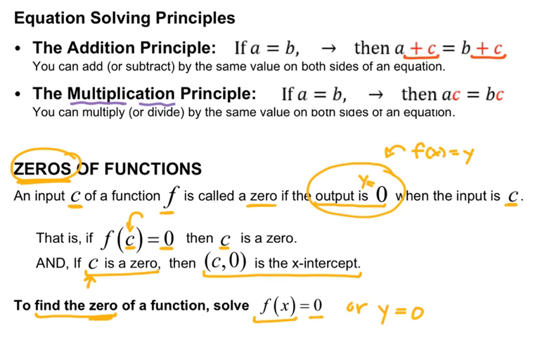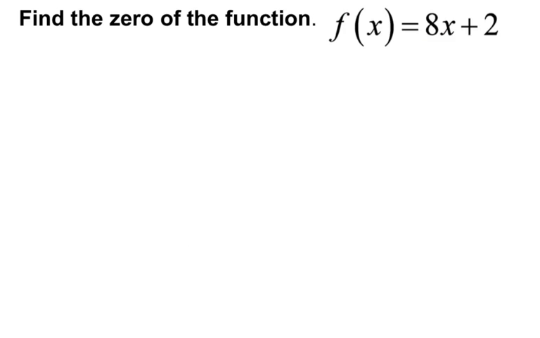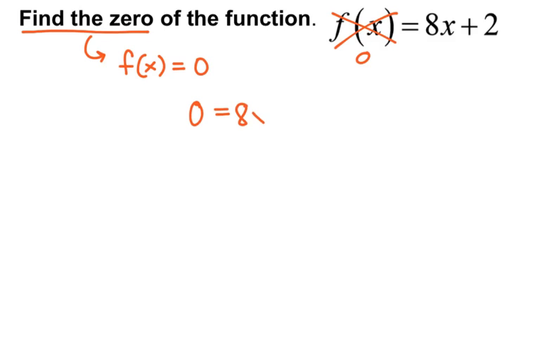So let's look at an example of finding a 0, and then we'll look at solving two linear equations. In this example, we're asked to find the 0, and we're given a function, f of x equals 8x plus 2. So as I just said, if you're asked to find the 0, that means you let f of x be 0. So instead of f of x, I'm going to write 0 here. That means we need to solve 0 equals 8x plus 2.